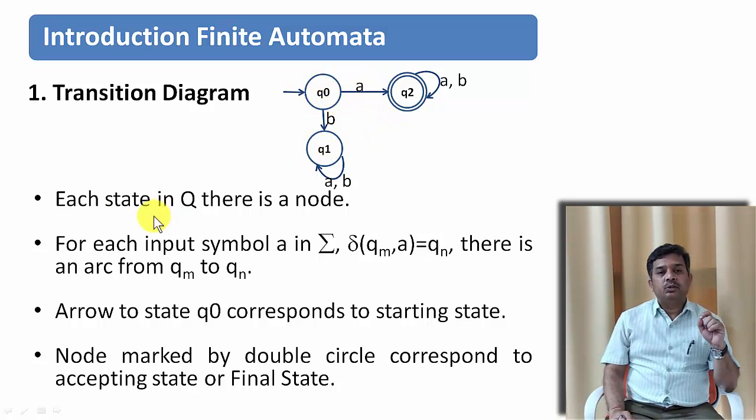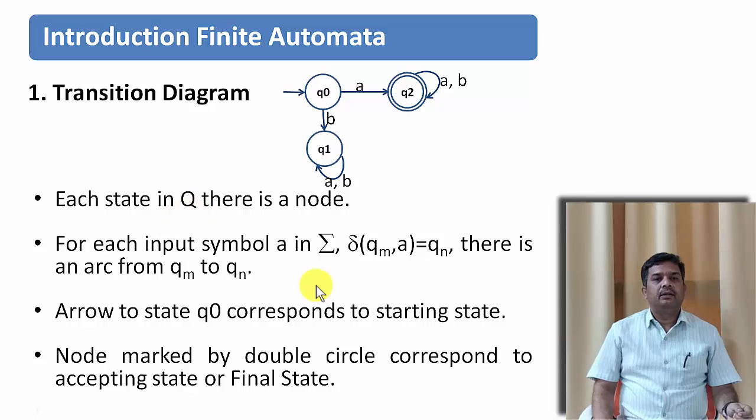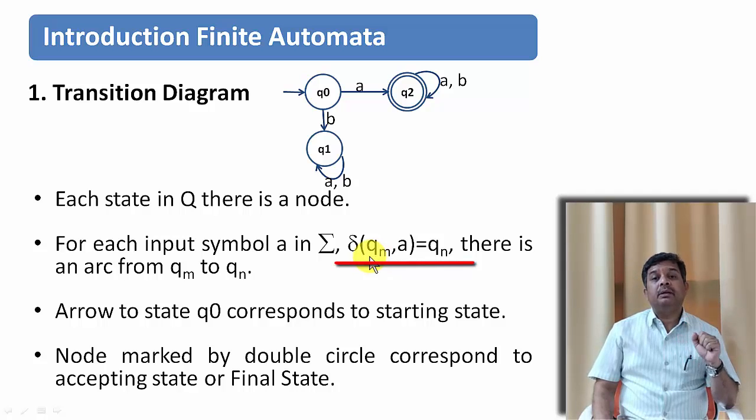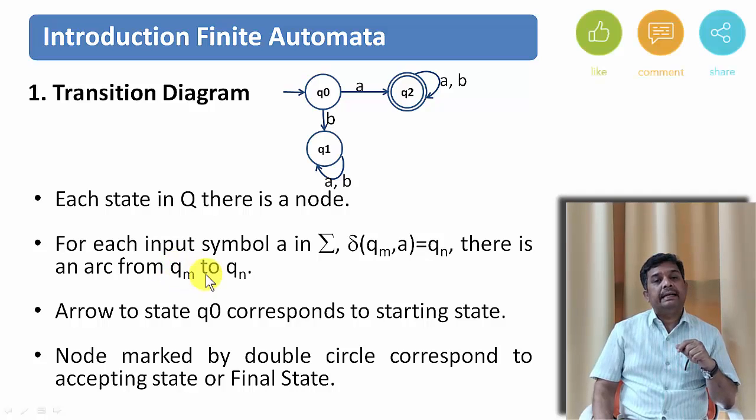So basically, each state we represent with capital Q. Here Q0, Q1, Q2 are the states which belong to the set of states, that is capital Q. For each input symbol A which is there in sigma, we use the symbol delta to represent transition. Suppose we are at the Qm-th state and we are giving the input symbol A, and let us assume that we are going to another state, that is Qn. Then this can be represented by an arc from state Qm to Qn. So this is how we are going to show a transition diagram.